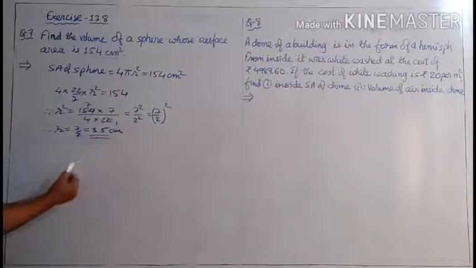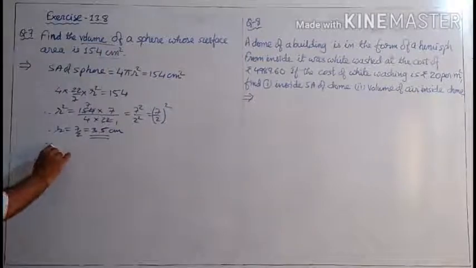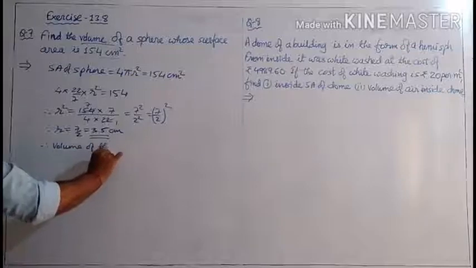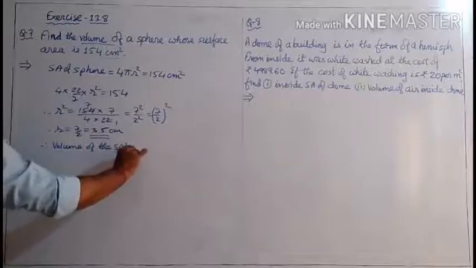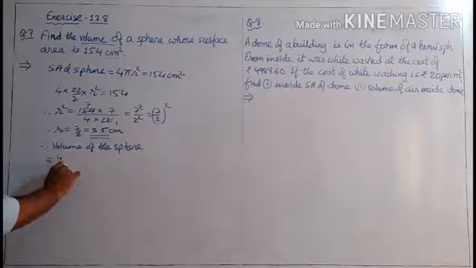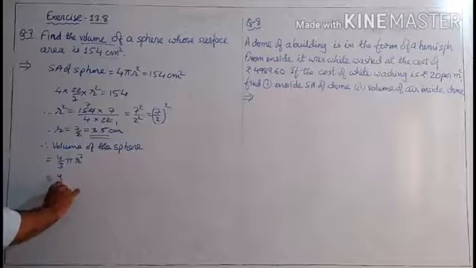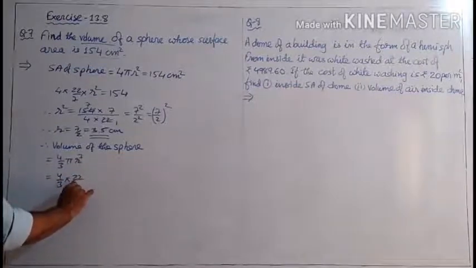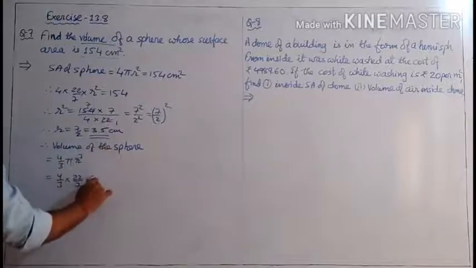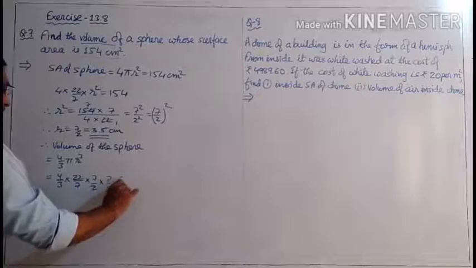Now we can find out volume. So now our question is to find volume. Therefore volume of the sphere is equal to, here 4 by 3 pi r cube. So here 4 by 3 multiplied by 22 by 7 multiplied by r cube. Radius is 7 by 2 or 3.5. So we can take 7 by 2 3 times r cube.